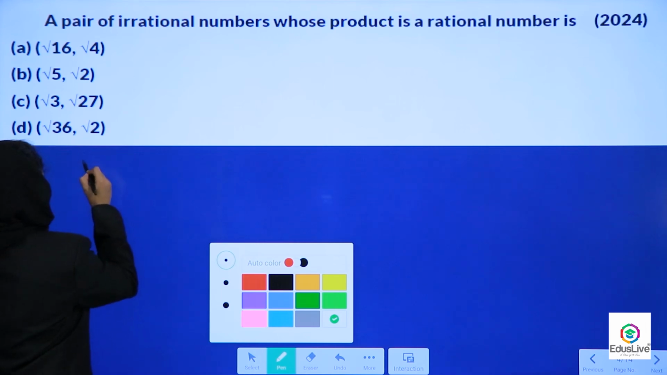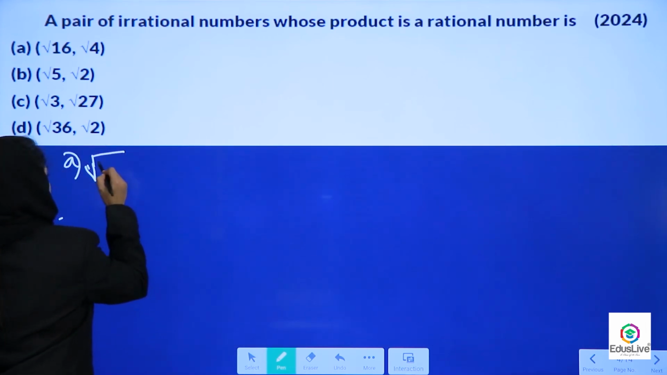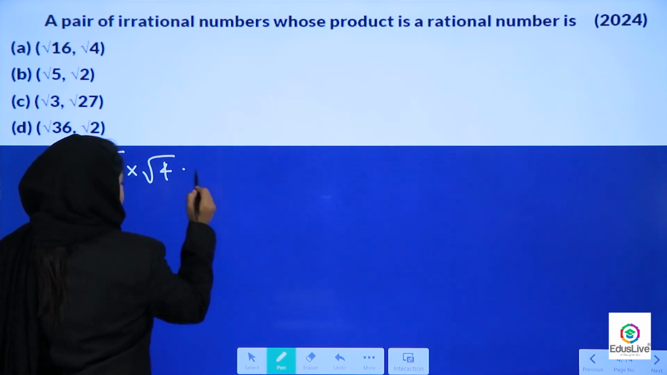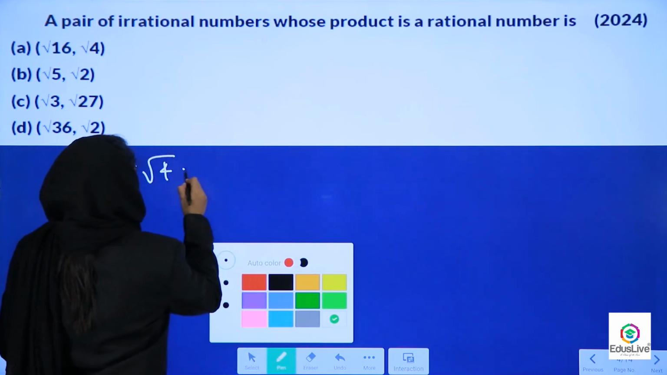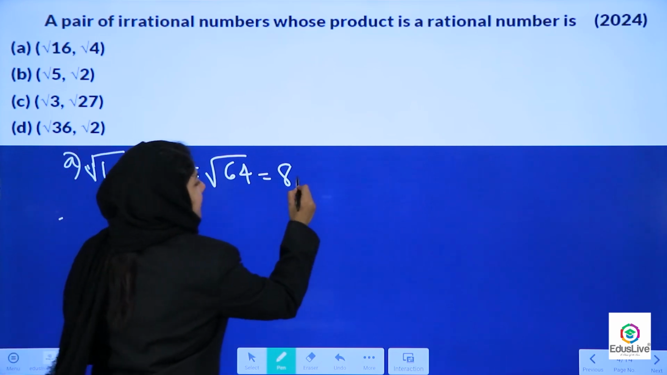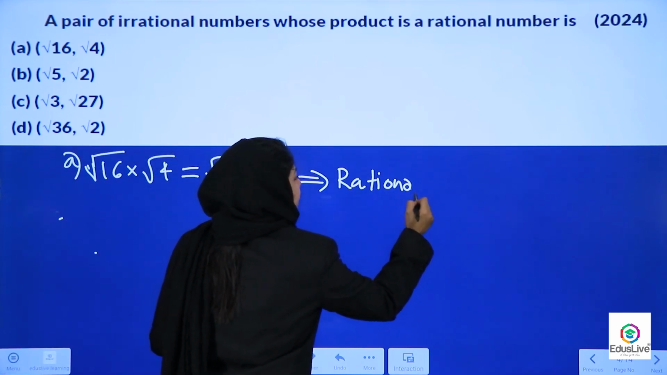First case, option A is root 16. Let's take the product. Root 16 into root 4 is root 64, which is 8. That is a rational number because it has a terminating decimal part.